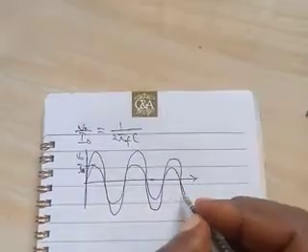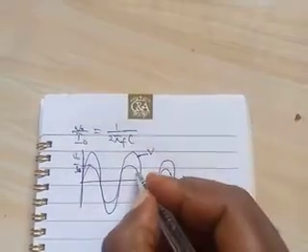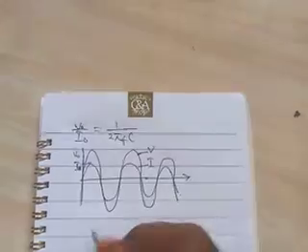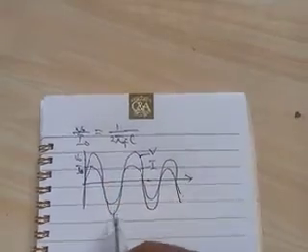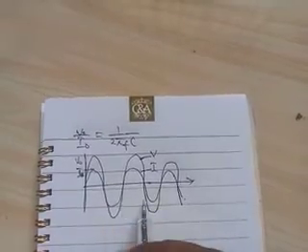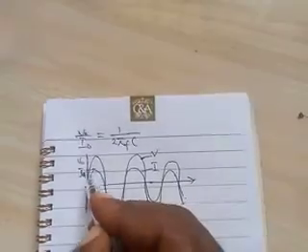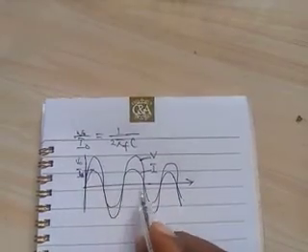Okay, this is time. Here is V. This one is I. You can see that this is a phase diagram for both of them. And both of them are in phase because they begin from 0. They are in phase.